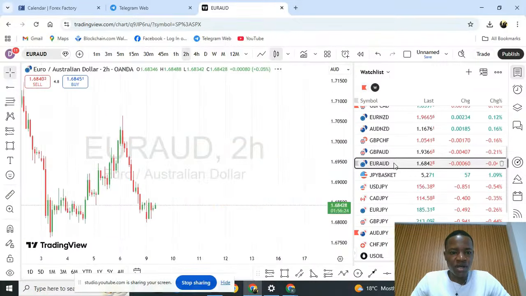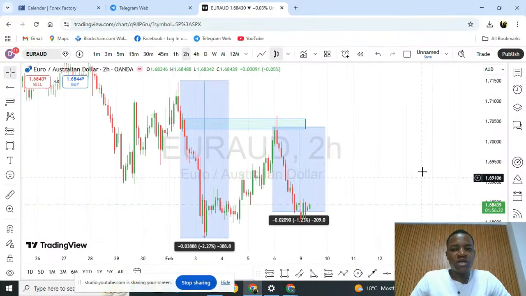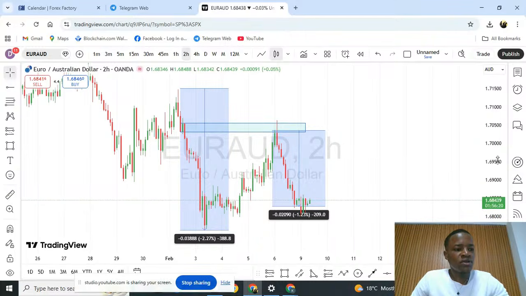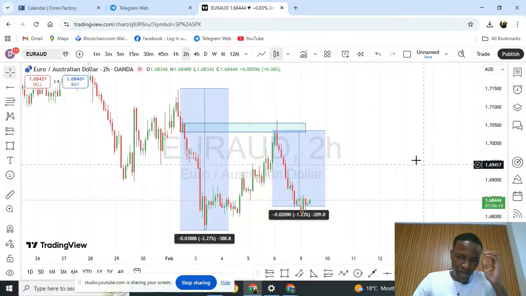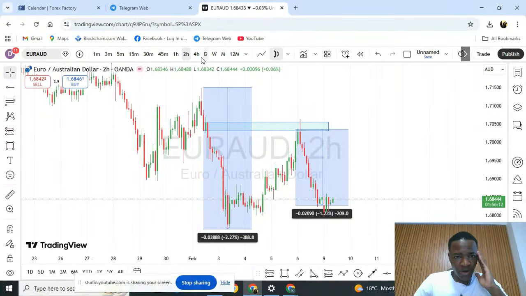So the next pair we were trading was EURAUD. You can clearly see EURAUD has a very, very nice setup using an order block visible on 2 hours, also on 4 hours.